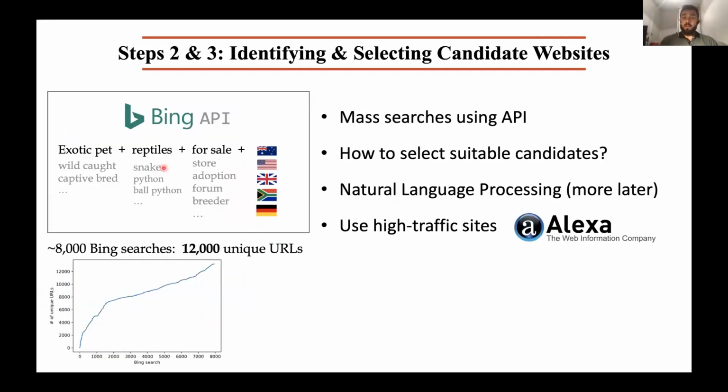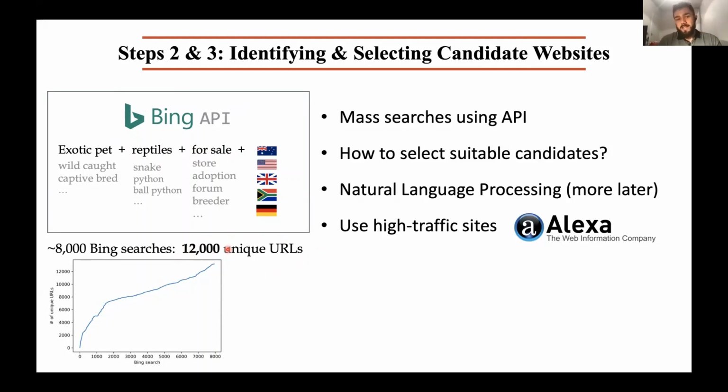So, identifying candidate websites. Fortunately, a lot of the more common search engines that are very popular in use have available APIs, so that's application programming interfaces. And what that means is that you can conduct a very large number of searches in a very short space of time, rather than doing it manually. So that's what we did, for example. You can see we used unique combinations of taxa, trade behavior, and country of interest. And we very rapidly acquired thousands of different website URLs, which is great.